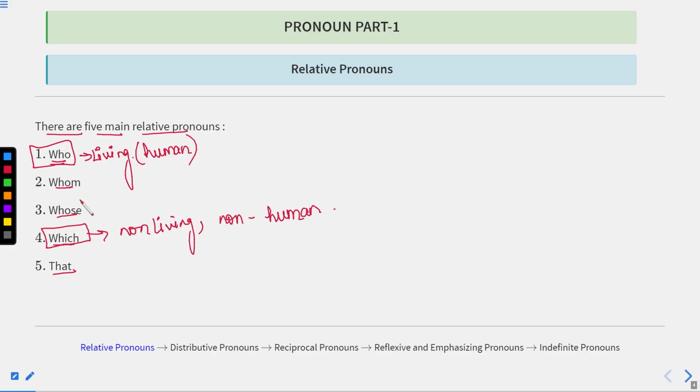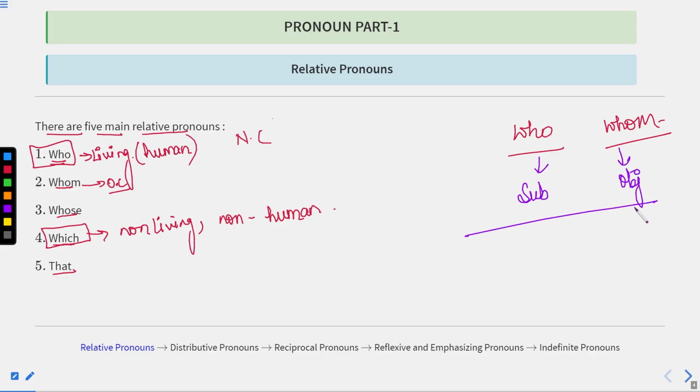Now, whom is an objective case. Who is the nominative case, whereas whom is the objective case of who. So if we want to write the subject, we will write who, and if we want to write the object, we will write whom. This who represents the subject part, and if we talk about the object, we will write whom.